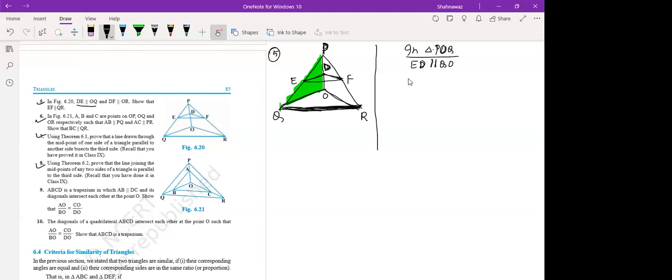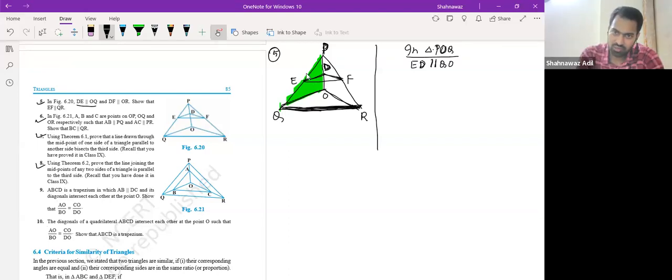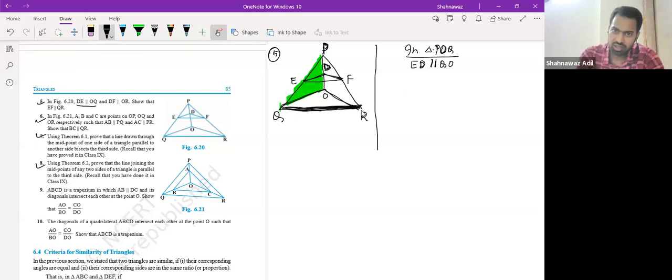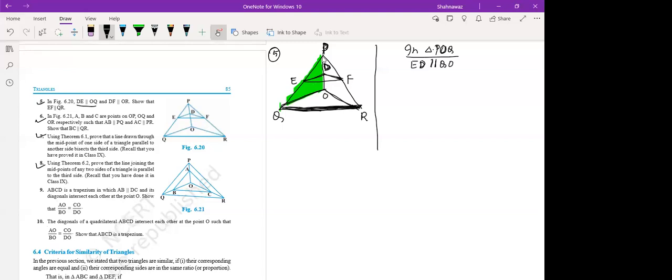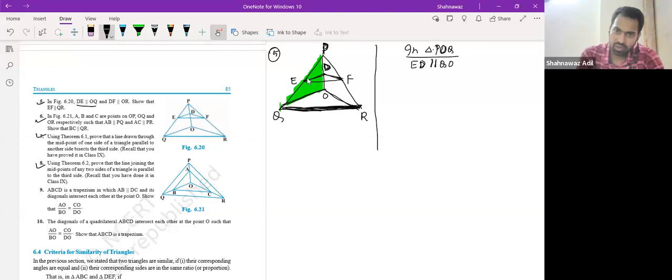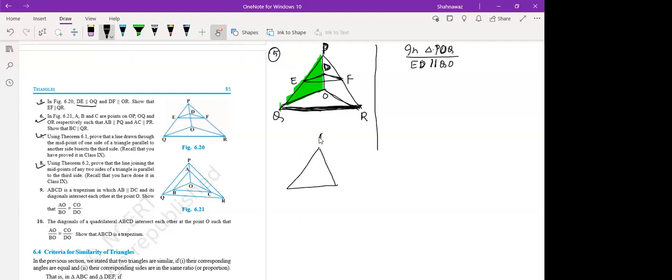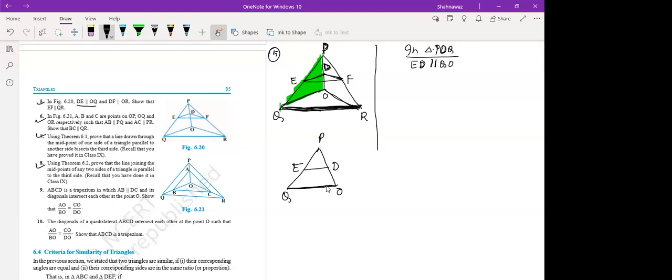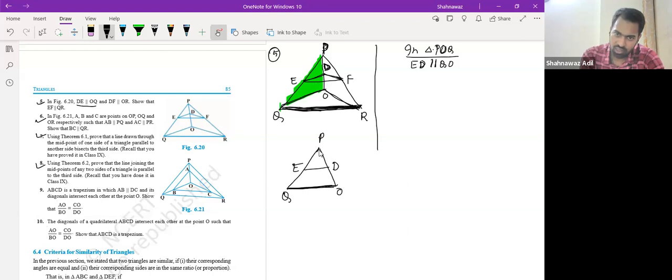PQ by DE. First PQ, because PQ is a line. So we can only take triangle POQ. In triangle POQ, we have this DE. First, we cannot take this third side, we will not touch this side. So the only sides that we would take would be PQ and PO.